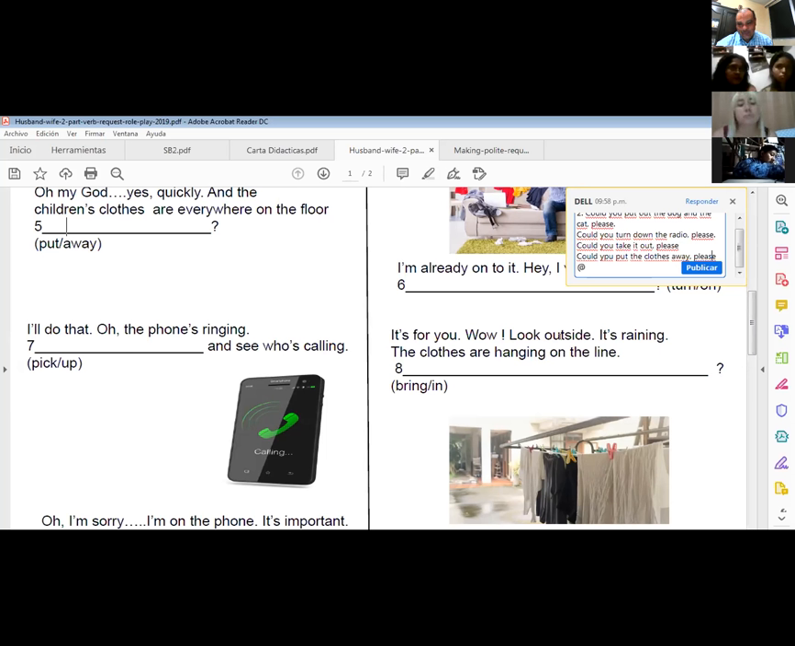Wow. Look outside. It's raining. The clothes are hanging on the line. Mira, le dice. Wow. Mira afuera. Está lloviendo. Y la ropa está colgando en la pita, en el alambre, en lo que sea. In English is the line. ¿Ok? Entonces, ¿cómo sería? ¿Qué le pide él a ella?